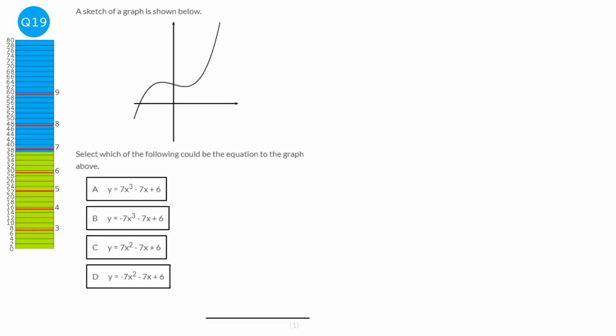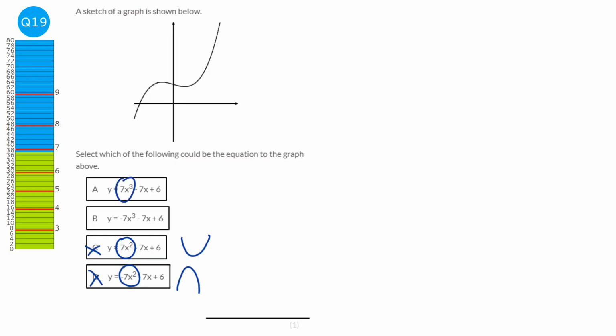With this question, you've just got to know what the different functions look like. So with C and D, we've got quadratic functions. One's a positive quadratic, which is a U shape. One's a negative quadratic, which is a kind of upside down U shape or an N shape. And here we don't have that, so we can get rid of those straight away.